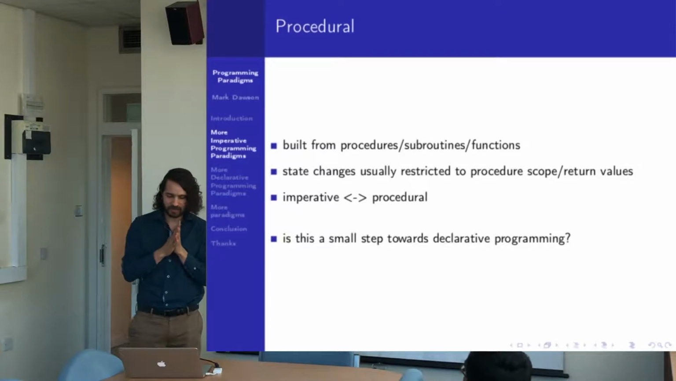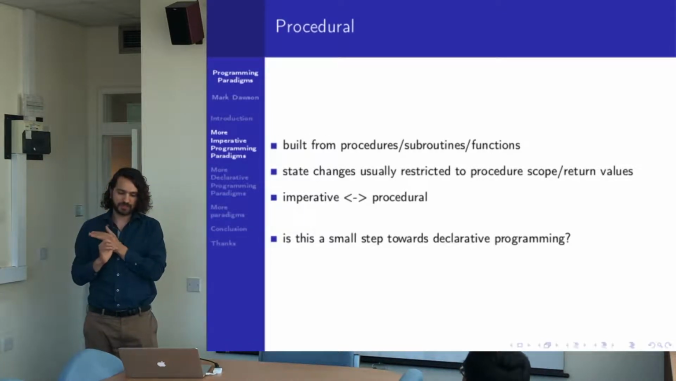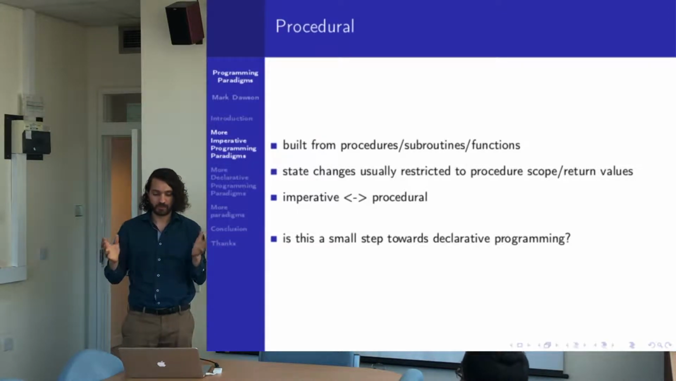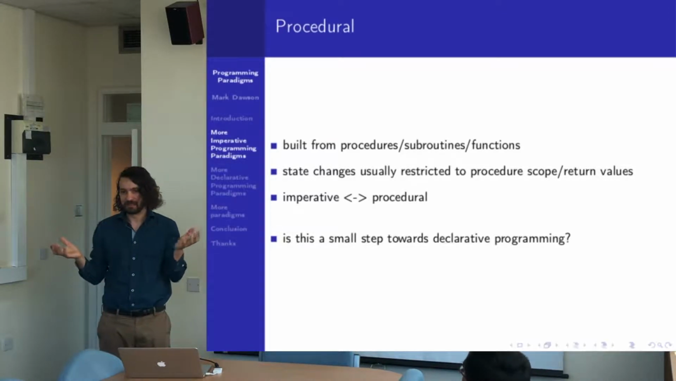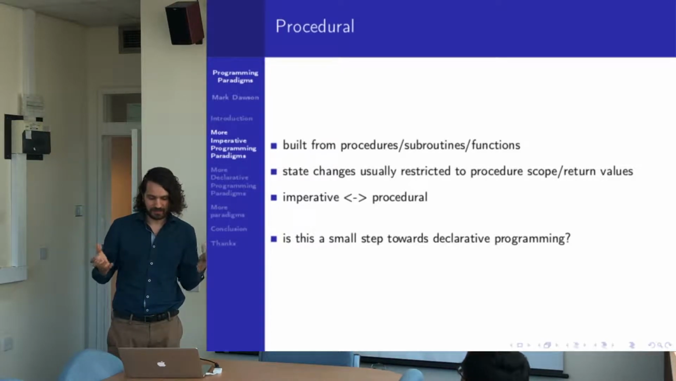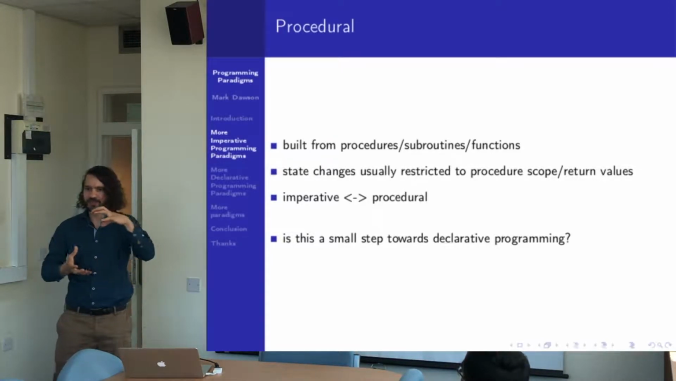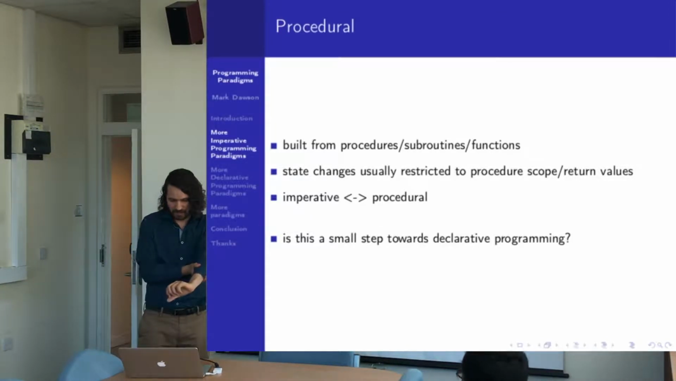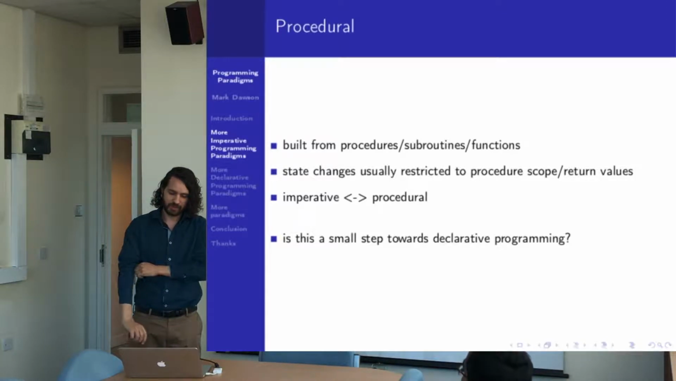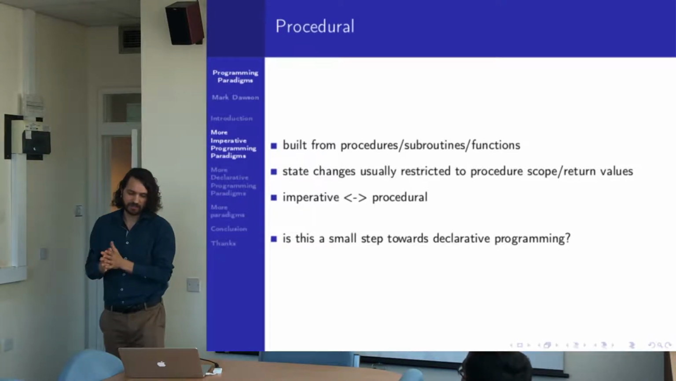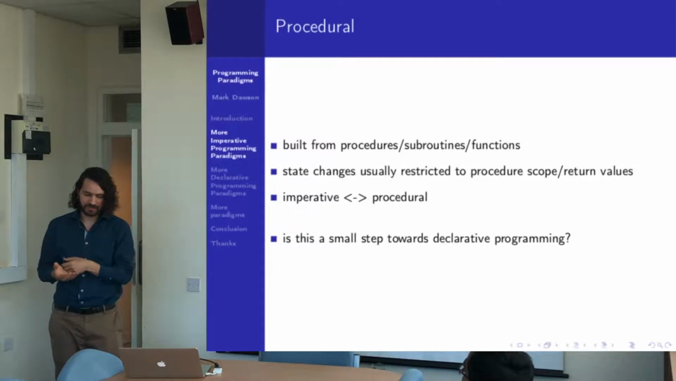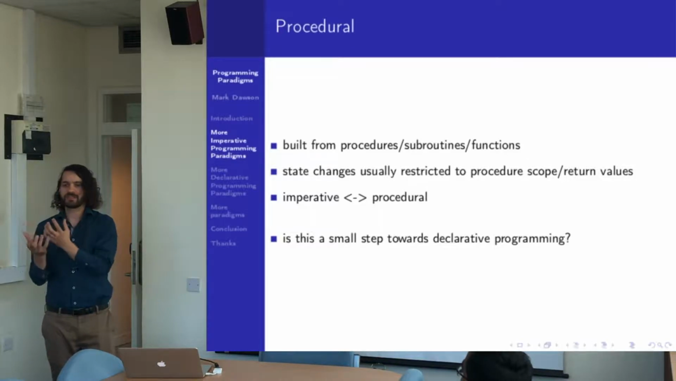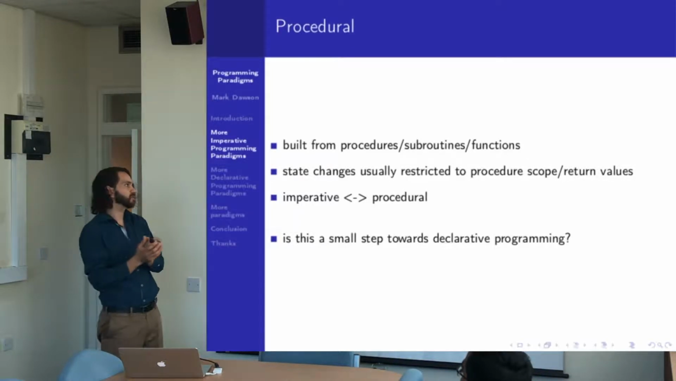So in procedural, the program is built from procedures or subroutines or functions. They're called differently in different languages. We're probably very familiar with procedural programming. You take part of your functionality, you put it into a block. That block has a name. You call the block. Generally, one of the pros of procedural is that usually we restrict state changes to within the procedure or to the return values of the procedure.